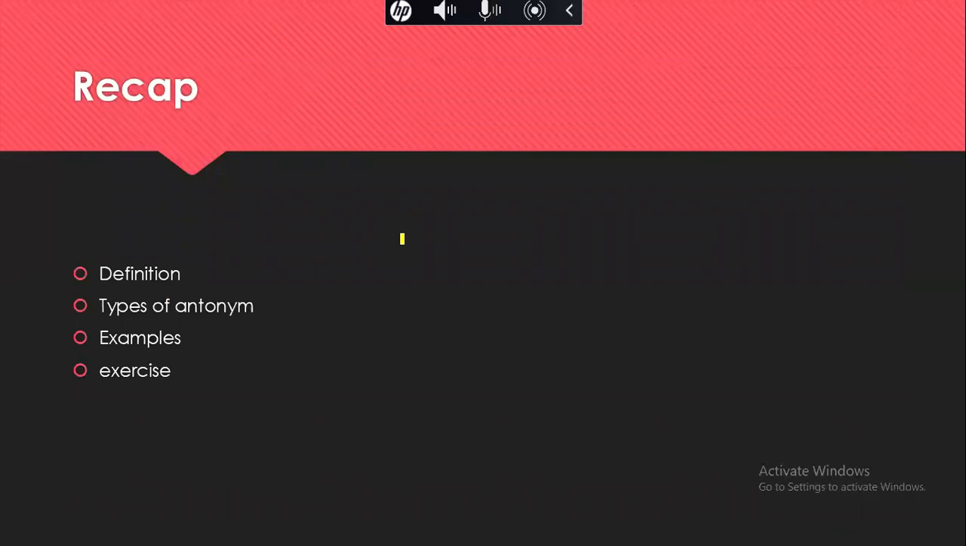Let's recap the whole lesson. We have read about the definition and the types of the antonym. That is the gradable antonym and the complementary antonym, and the last one was the relational antonym. And then I have given you a few examples, and then we recently did that exercise.